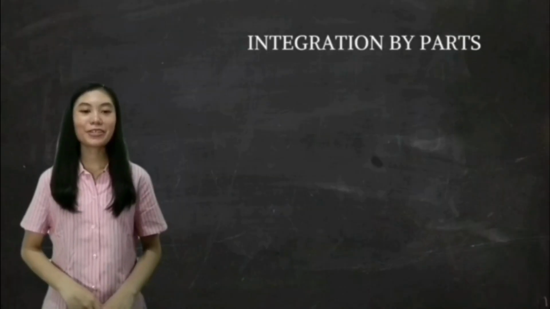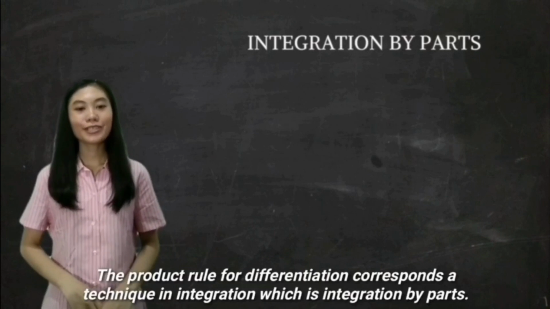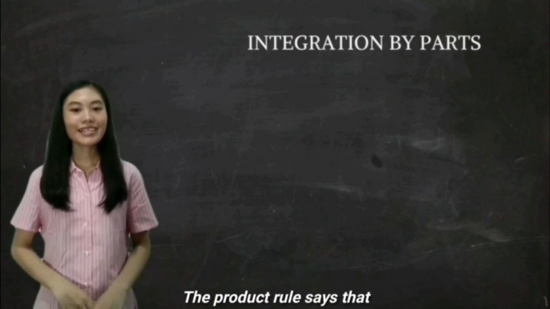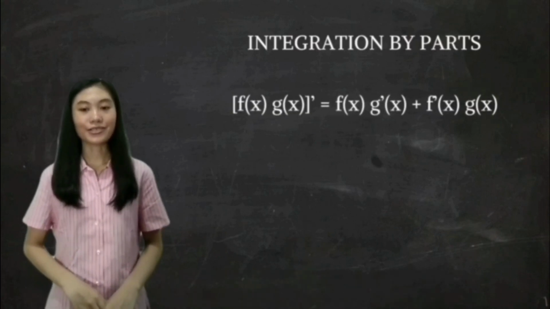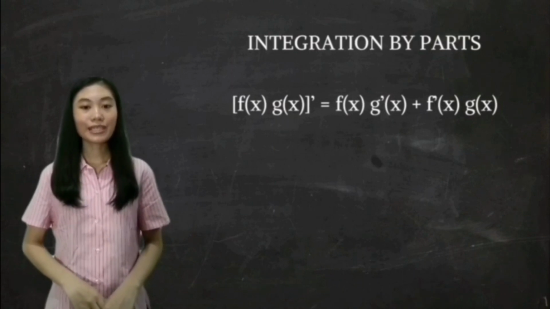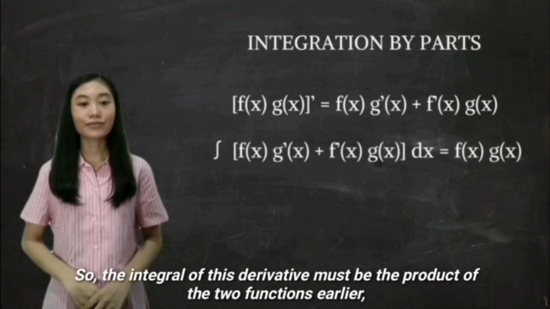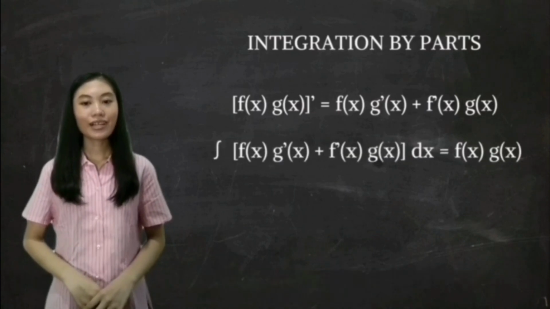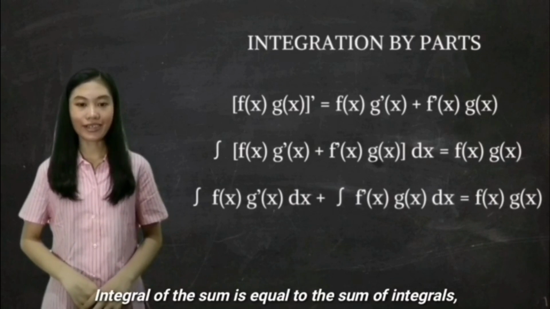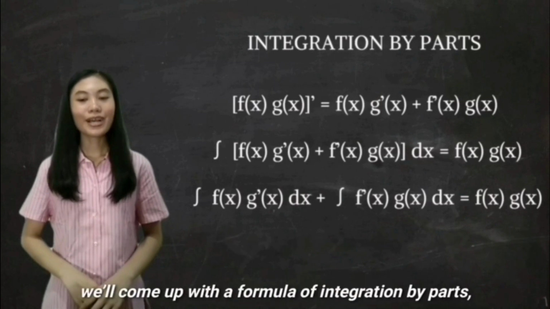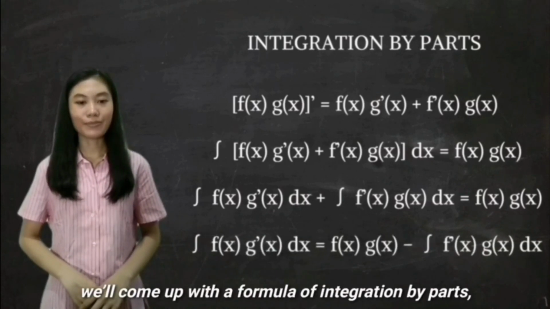Number 4. Integration by parts. The product rule for differentiation corresponds to a technique in integration, which is integration by parts. The product rule says that the derivative of two functions is equal to the first times the derivative of the second plus the derivative of the first times the second. So the integral of this derivative must be the product of the two functions earlier. The integral of the sum is equal to the sum of the integrals. Then bring the second integral to the other side by subtraction. We'll come up with the formula of integration by parts.